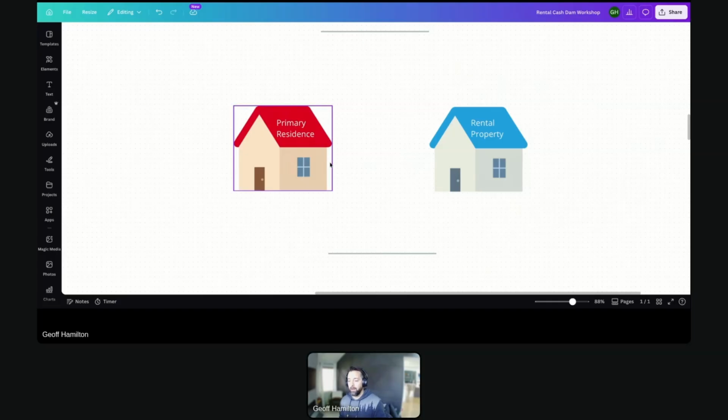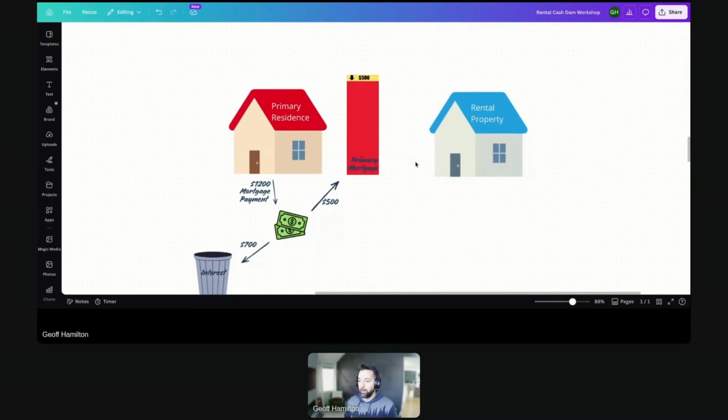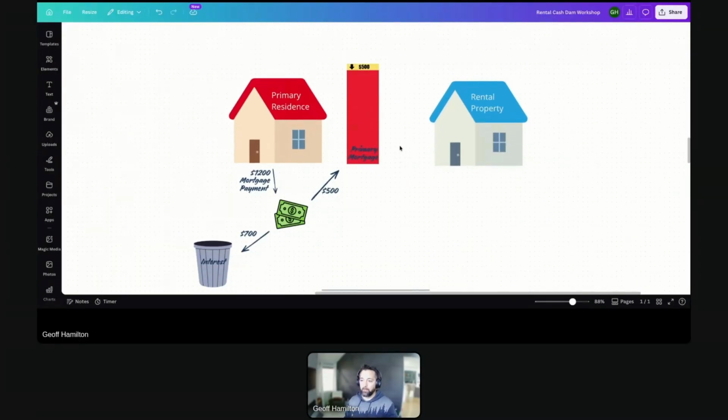So rental cash damming, obviously you're going to have your primary residence that's going to have a mortgage, and you're going to have a rental property that's generating an income of some sort through rent. To start, we're just going to talk about the primary residence. So in this example, we're going to use some made up numbers, but say your mortgage payment is $1,200. You take the mortgage payment.